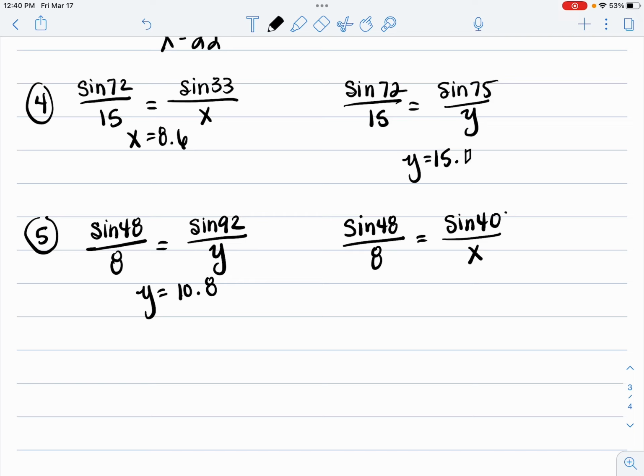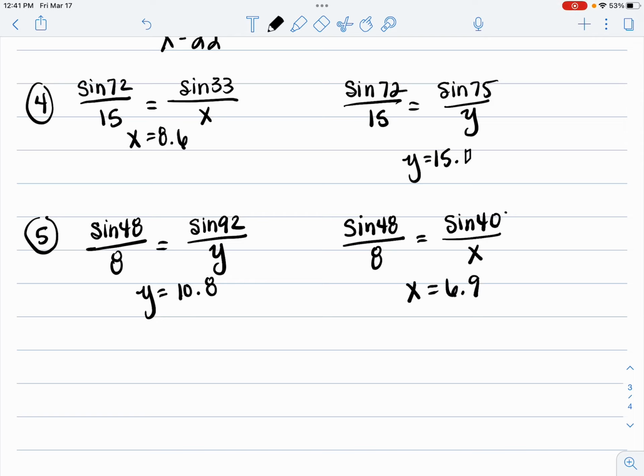My calculator's being really weird today. 8 times the sine of 40, here we go, divided by the sine of 48 is 6.9. So x is approximately 6.9.